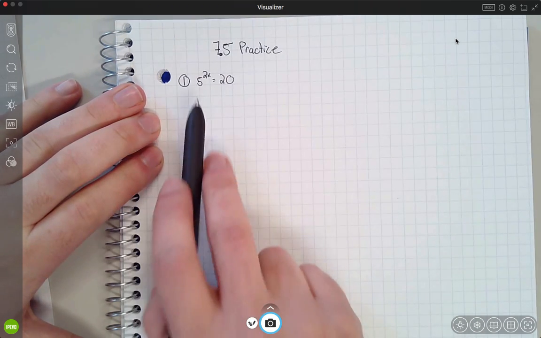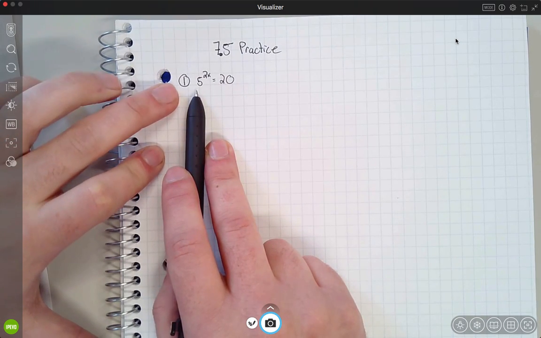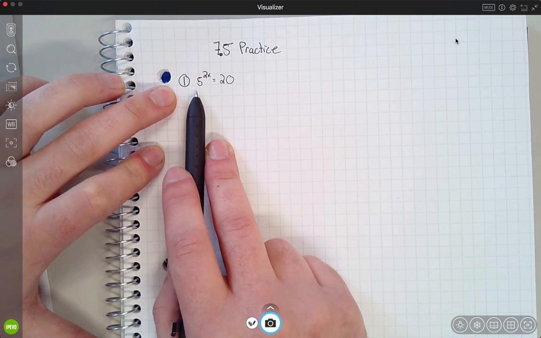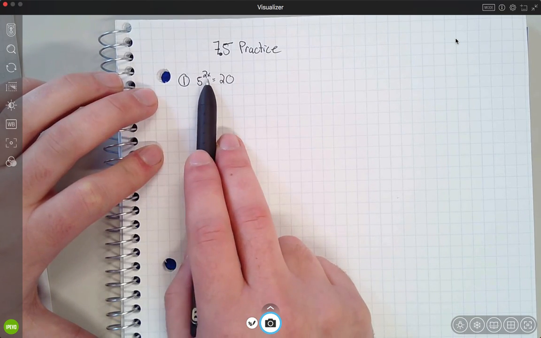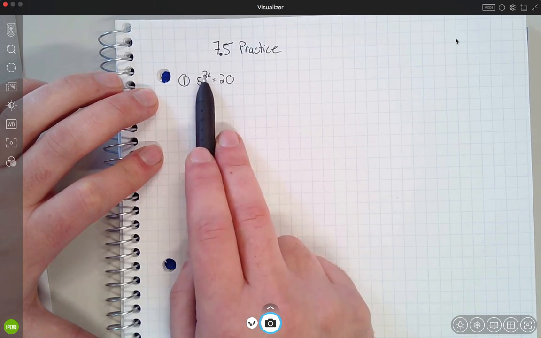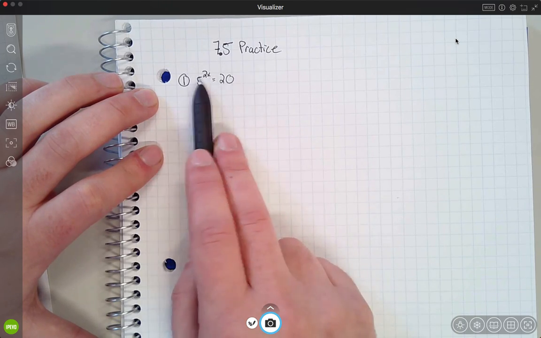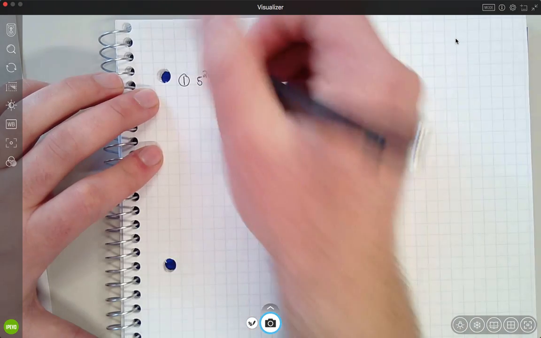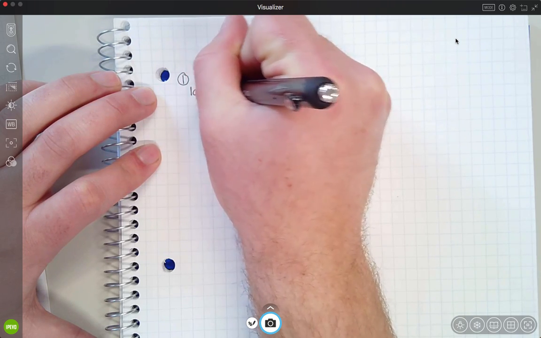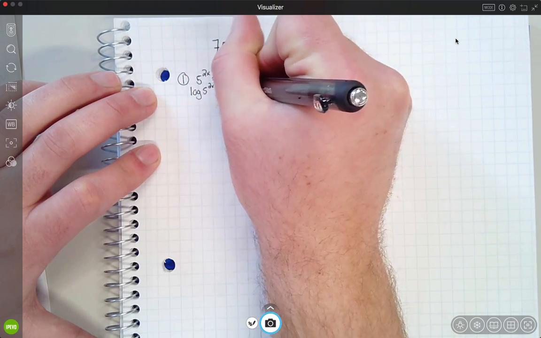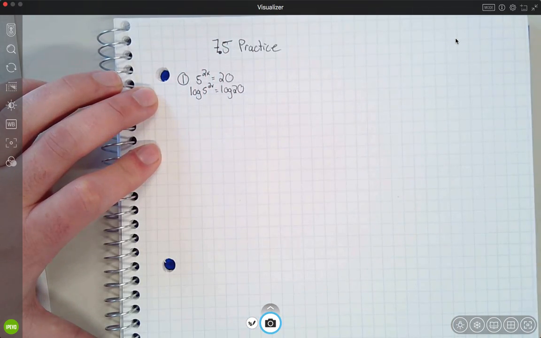So first thing I need to do here is start with problem number 1. That's the first one that I want to do. So I'm going to go ahead and solve this. I'm trying to get to x. Because x is the only exponent that I have, I don't have one on the other side, I'm allowed to use logarithms here. So I'm going to take the log of both sides. When I take that log of both sides, I'm going to have the log of 5 to the power of 2x is equal to the log of 20.